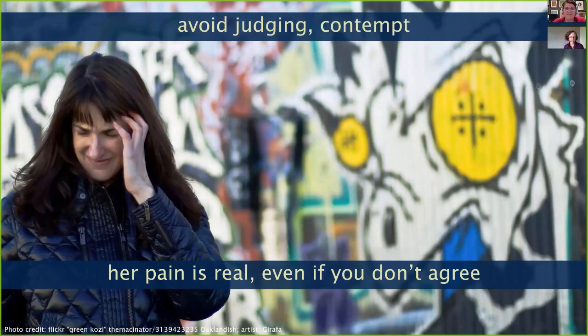Also, when you are interacting with people, very often you will judge or feel contempt for them. And one of the little phrases that I like to have ringing in my head when I feel a judgment coming on is, her pain is real, or his pain is real. They're experiencing something that I'm not experiencing, but it doesn't mean that it's not valid.